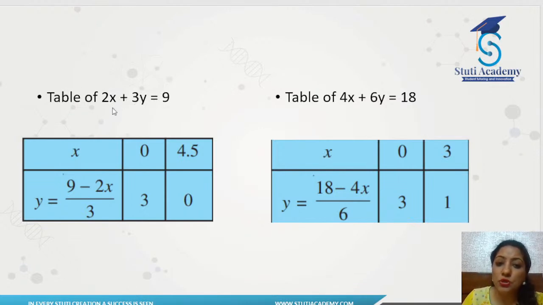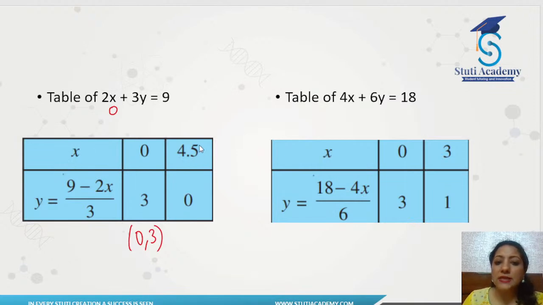Let's say if I put x is equal to 0, I'll get 2 into 0, so this will become 0. So I'll get 3y is equal to 9. 3y equal to 9 would be 3 only. We'll get y as 3. So we have (0, 3) as one solution.